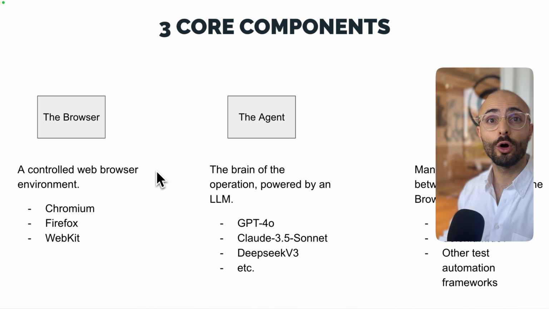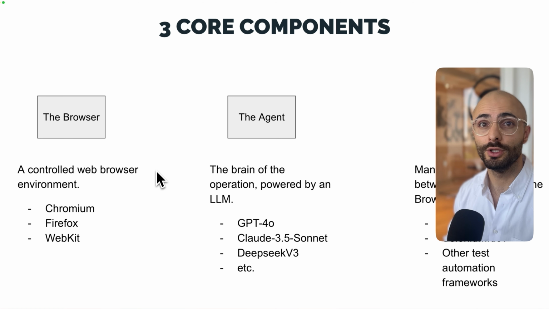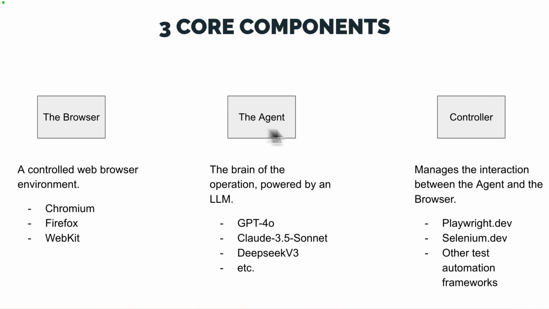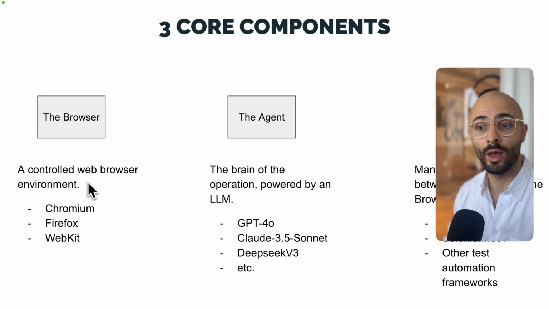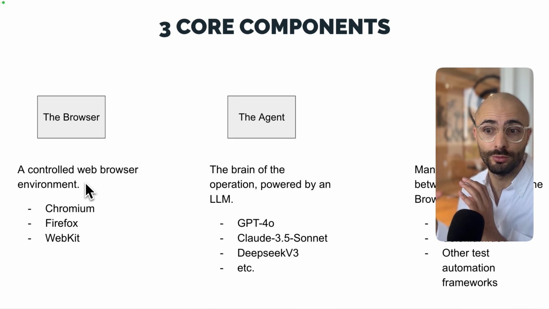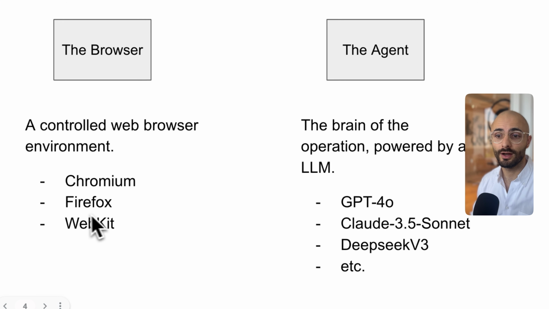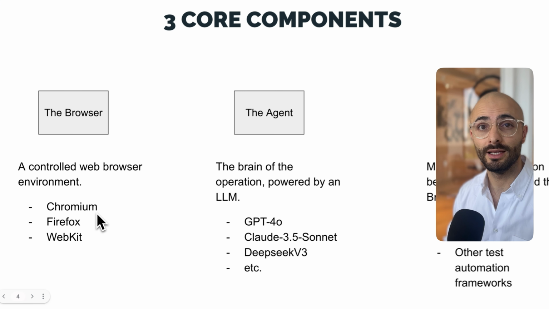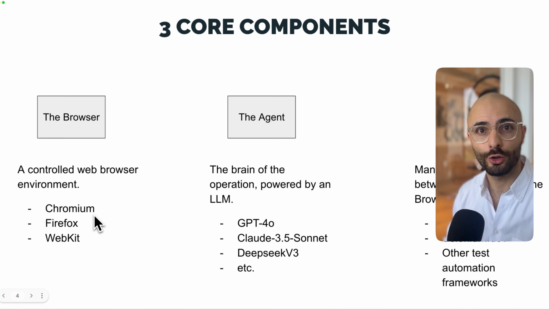So there's three core components to any computer using agent. There's the browser, the agent, and the controller. So the browser is basically a controlled web browser environment. So it's a separate browser to the one that's maybe currently open on your machine. It can work with either Chromium, Firefox, or WebKit. Chromium is browsers like Google Chrome or Microsoft Edge. Firefox is Mozilla Firefox, and WebKit is Apple Safari.